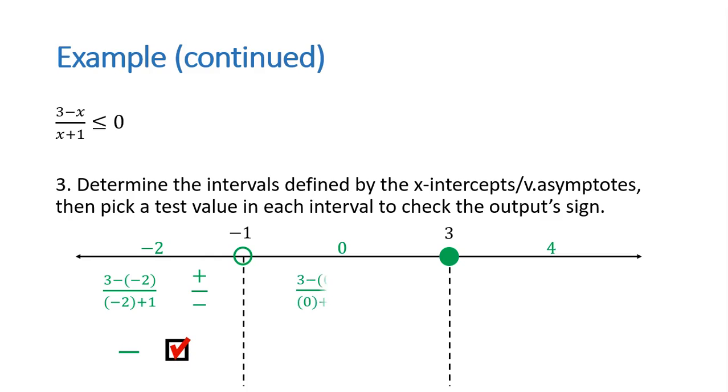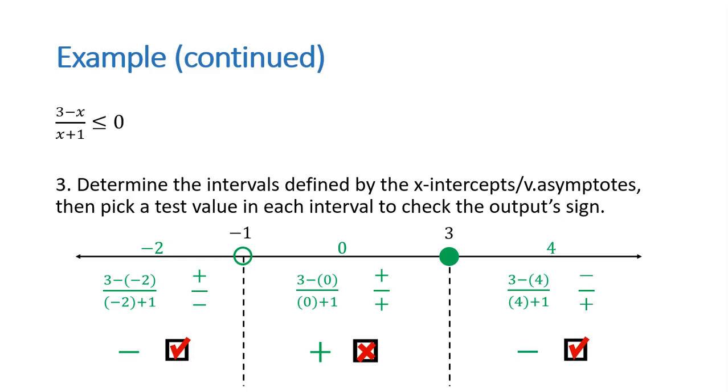Now let's check 0. So 3 minus 0 is positive. 0 plus 1 is also positive. So this is a positive divided by a positive, which also gives us a positive output. Because we want outputs less than or equal to 0, this is not part of our solution. 3 minus 4 is negative. 4 plus 1 is positive. So negative divided by positive, dividing opposite signs. So this is a negative output. So again, we're going to keep this interval as part of our solution.